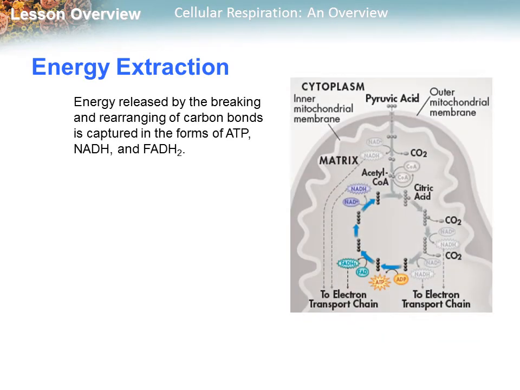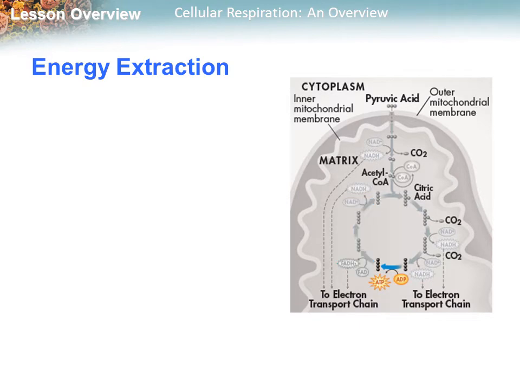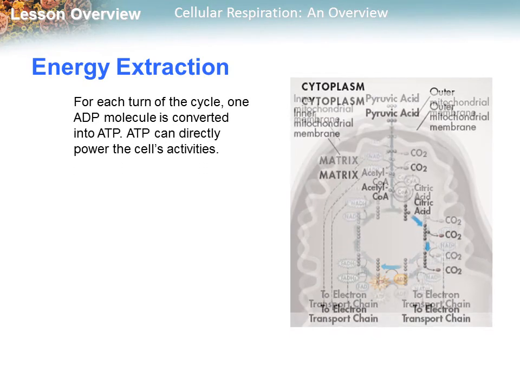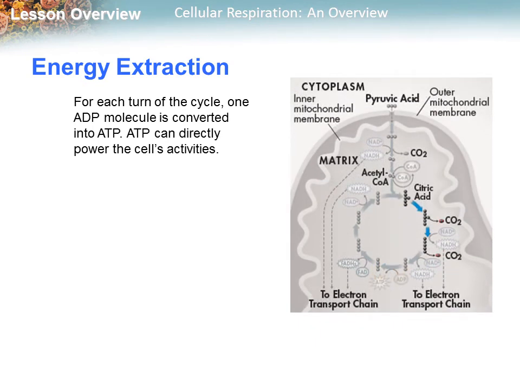Energy released by the breaking and rearranging of carbon compounds is captured in the forms of ATP, NADH, and FADH. So for each turn of the cycle, one ADP molecule is converted into ATP. ATP can directly power the cell's activity.